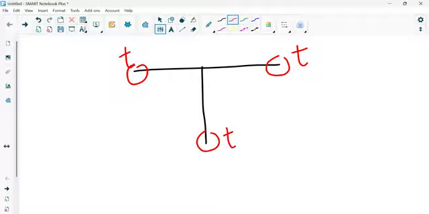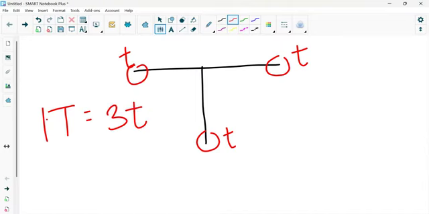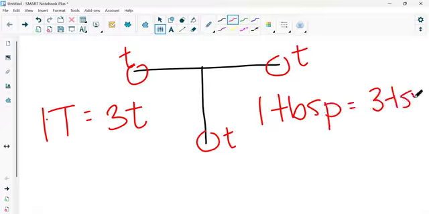up our big T or our tablespoon, which is going to help us remember that 1 tablespoon is equal to 3 teaspoons. Of course, with our abbreviations, we also know this could be written as 1 TBSP is equal to 3 TSP. They all mean the same thing. 1 tablespoon is 3 teaspoons.